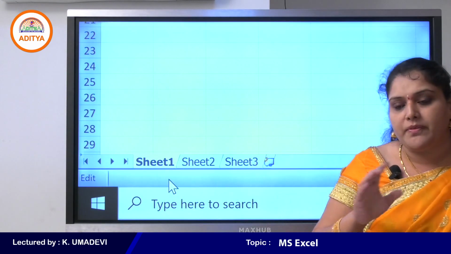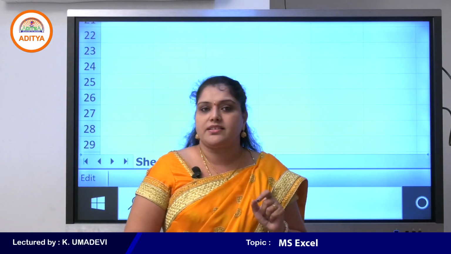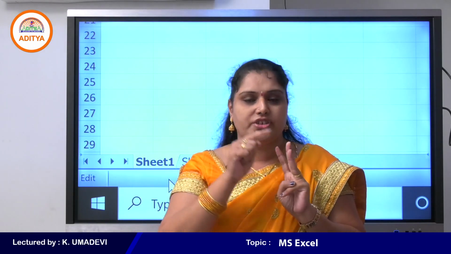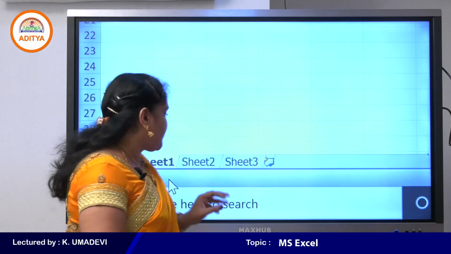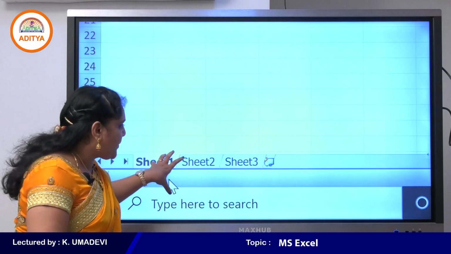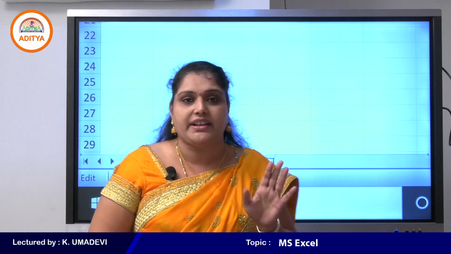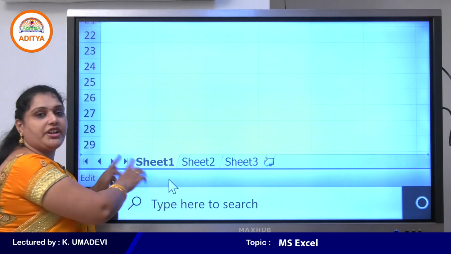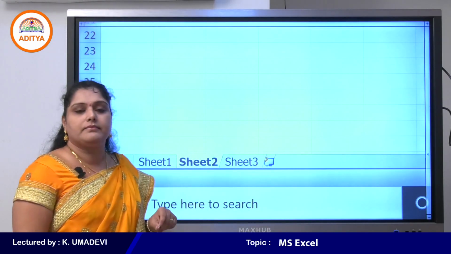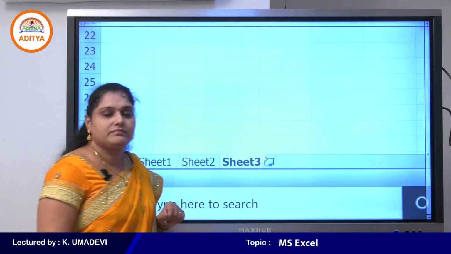See, observe the bottom of the sheet, students. By default a workbook has 3 sheets. Yes, every workbook has 3 sheets, that is Sheet1, Sheet2, Sheet3. Why? Because the default sheet names are Sheet1, Sheet2, Sheet3. These are called worksheet navigation tabs. You are able to navigate the sheets by clicking on the sheet tab. See, now we are in Sheet1. If you want to go to Sheet2, simply click on the Sheet2 tab. If you want to go to Sheet3, simply click on the Sheet3 tab.